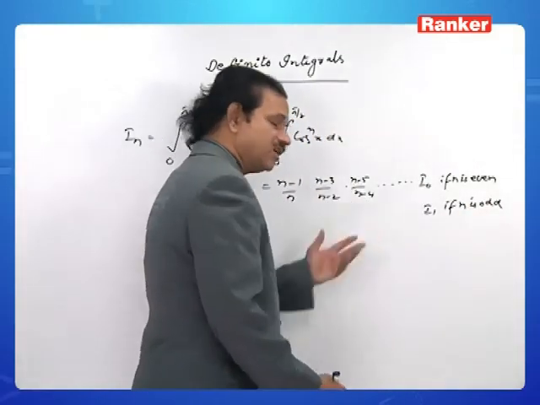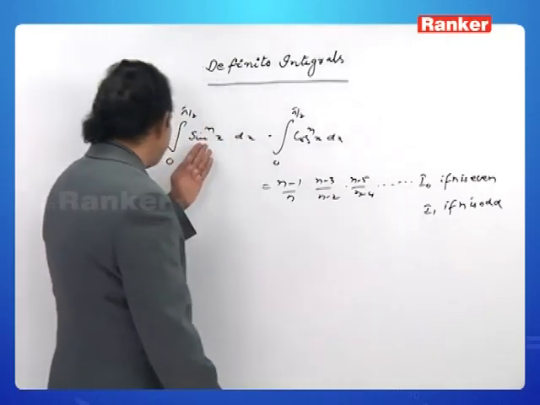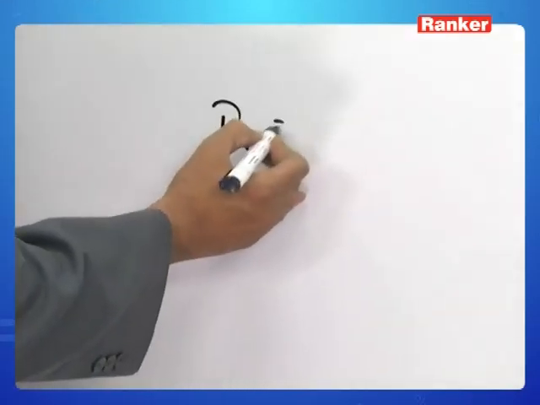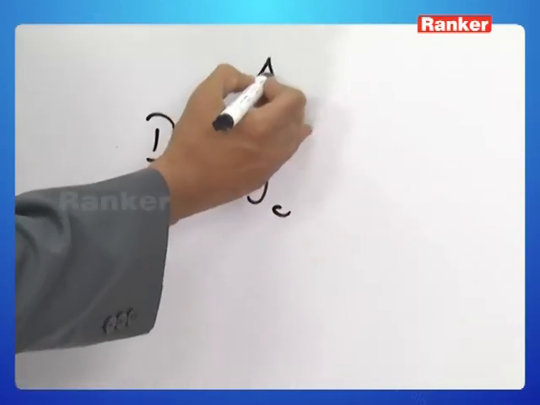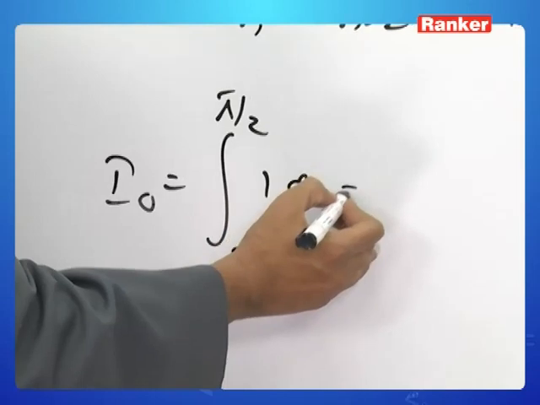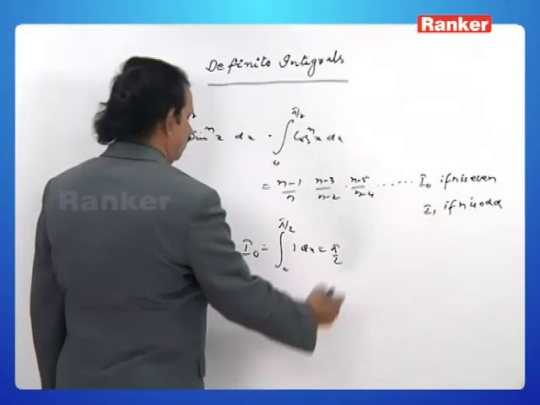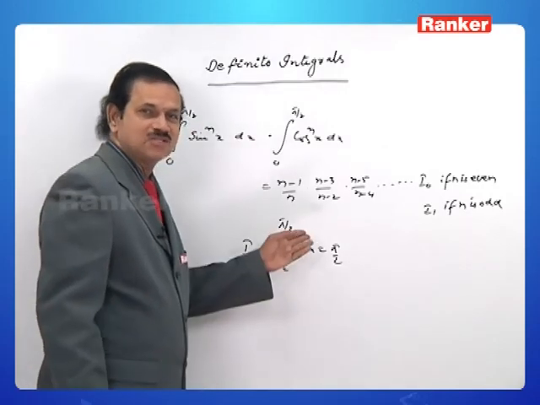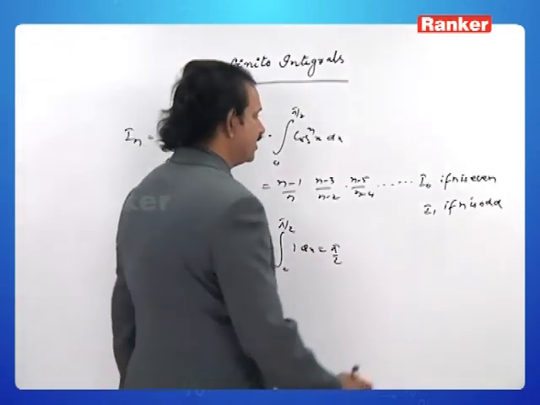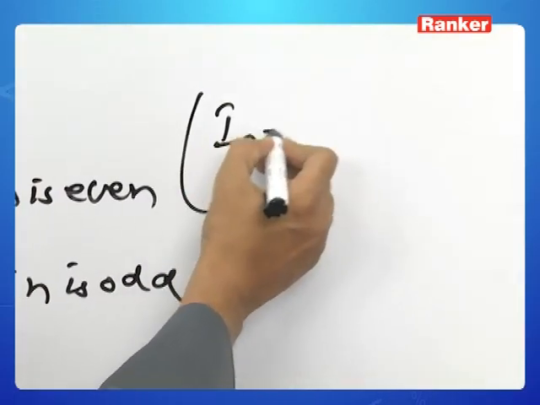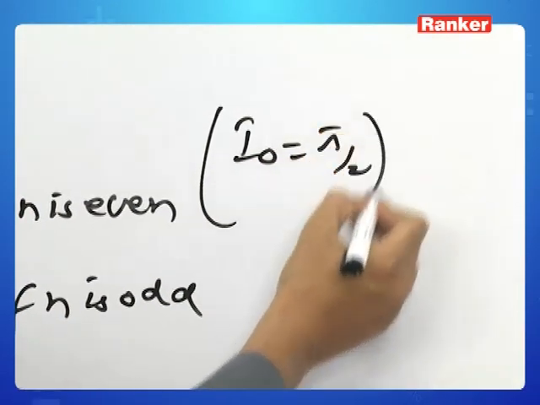Of course, what is I0 and I1? You have named it some In. What is meant by I0? What is I0? Integral 0 to pi by 2. Sine power 0x is 1, hence it is nothing but integral of 1, which is x, between the limits 0 to pi by 2, that is pi by 2. I0 is equal to pi by 2.